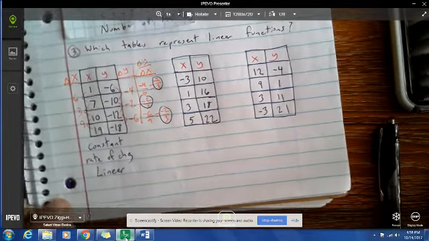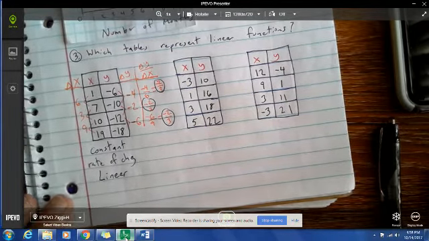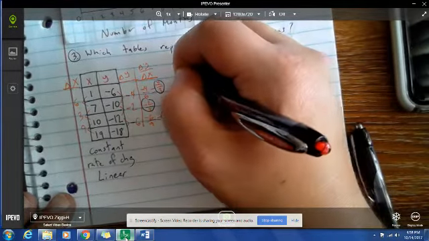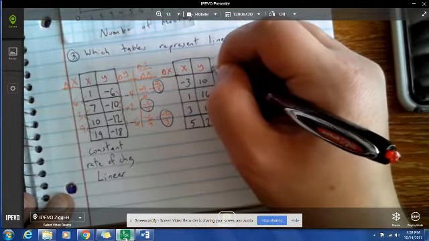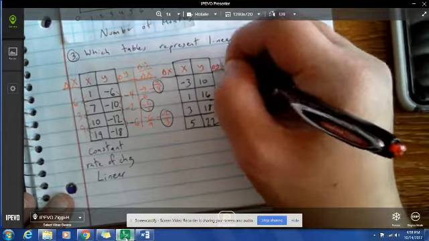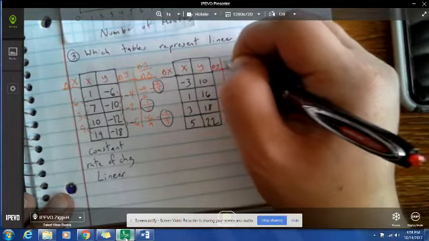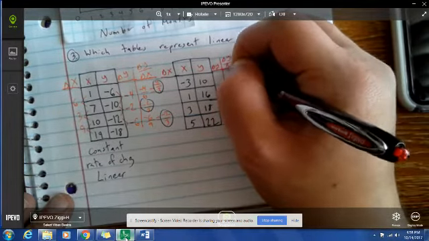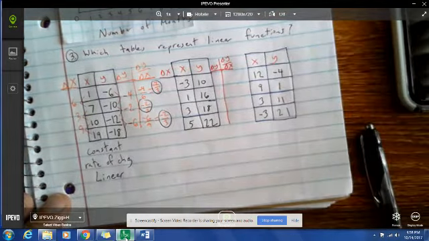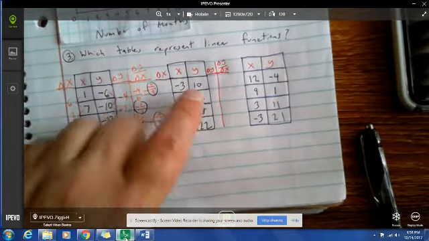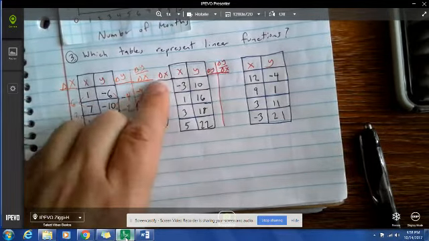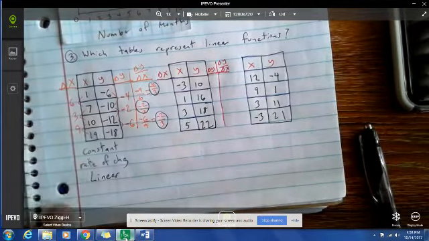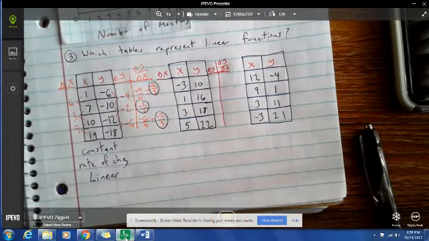All right, now let's do the same thing for this table. We're going to do change in x, change in y, and then change in y over change in x. That's a little triangle. That means delta, by the way. Delta y over delta x. Delta is a Greek letter, just for your info.